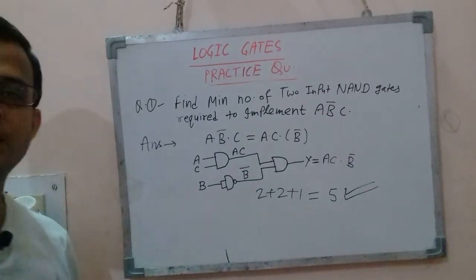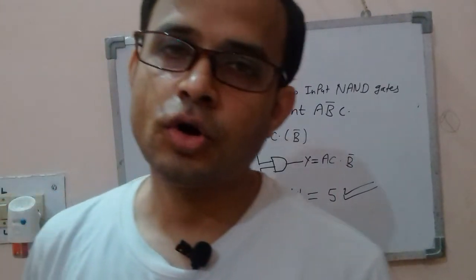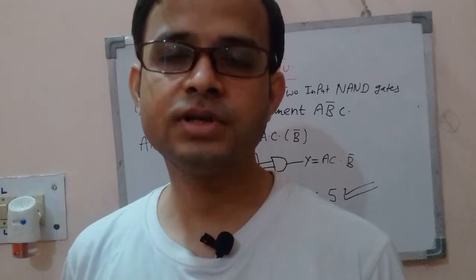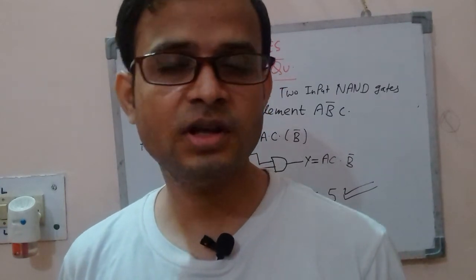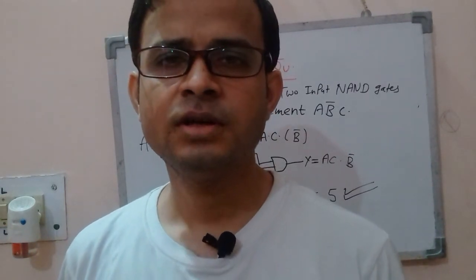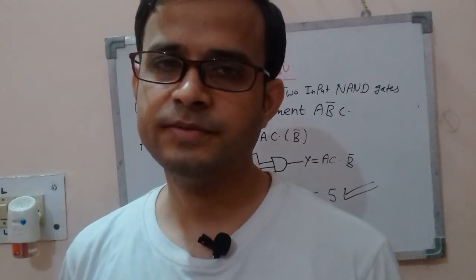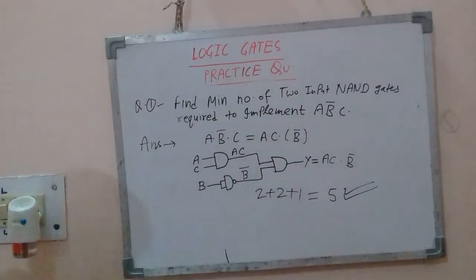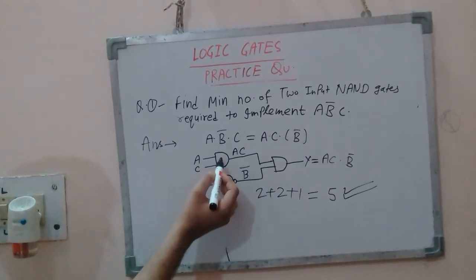So NAND and NOR, these two gates are called universal gates. That means you can implement any Boolean function using these universal gates, right? So the answer is 5. See here, why I am saying that this one AND gate is equivalent to 2 NAND gates.